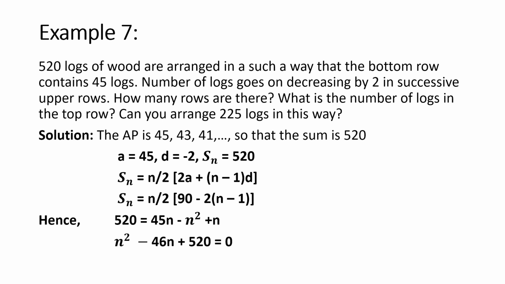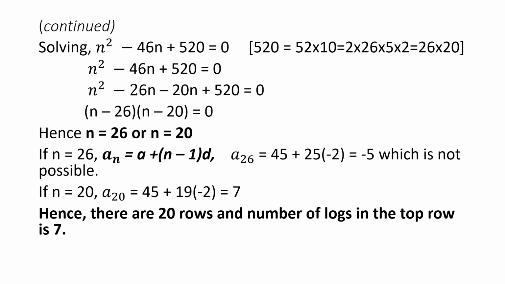So Sn is 520. Sn is equal to n by 2 into 2a plus n minus 1 into D. Putting the values, we get a quadratic equation reducing to n square minus 46n plus 520 is equal to 0. We find out the factors of 520, which give the sum as 46. So n square minus 26n minus 20n plus 520 is equal to 0. We get the factors as n minus 26 and n minus 20. Equating to 0, n is either 26 or n is 20.